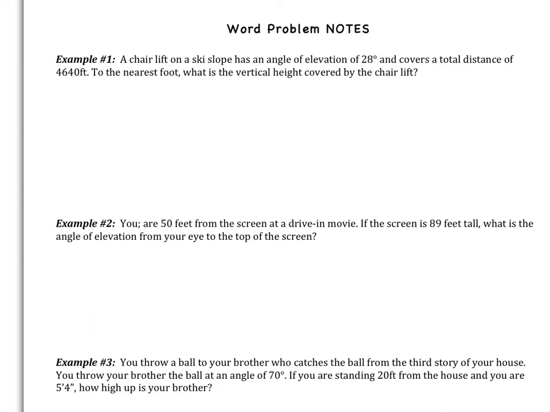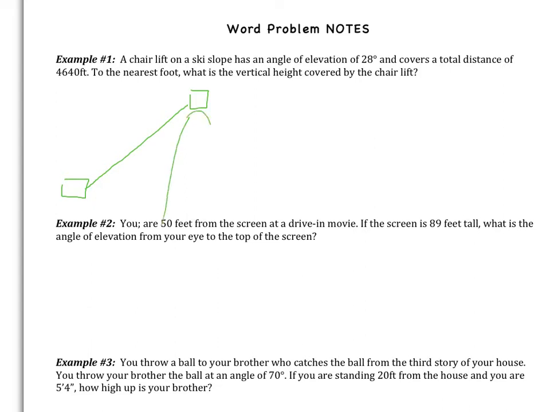A chairlift on a ski slope has an angle of elevation of 28 degrees and covers a total distance of 4,640 feet. To the nearest foot, what is the vertical height covered by the chairlift? Okay, so starting off, we have a chairlift on a ski slope. If you've ever taken a chairlift, you get in this little chair, obviously, and it takes you up the mountain to where you get off.